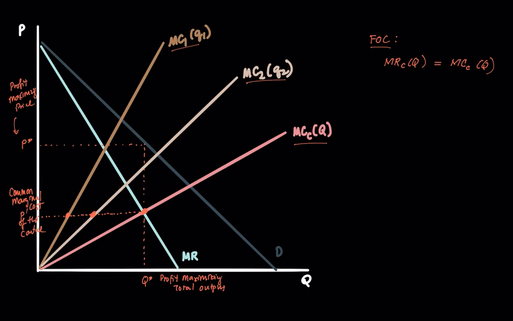Now, how would we determine the output produced by firm 2? Well, it's just here. This output here is actually Q2, the output of firm 2. And this one here is Q1, the output of firm 1. So this distance there is Q1. If you add both, you should get a sum equal to Q star, because Q star is equal to Q1 plus Q2. So that's the representation of the oligopoly under a cartel mechanism, under a cartel collusion, using a graph.